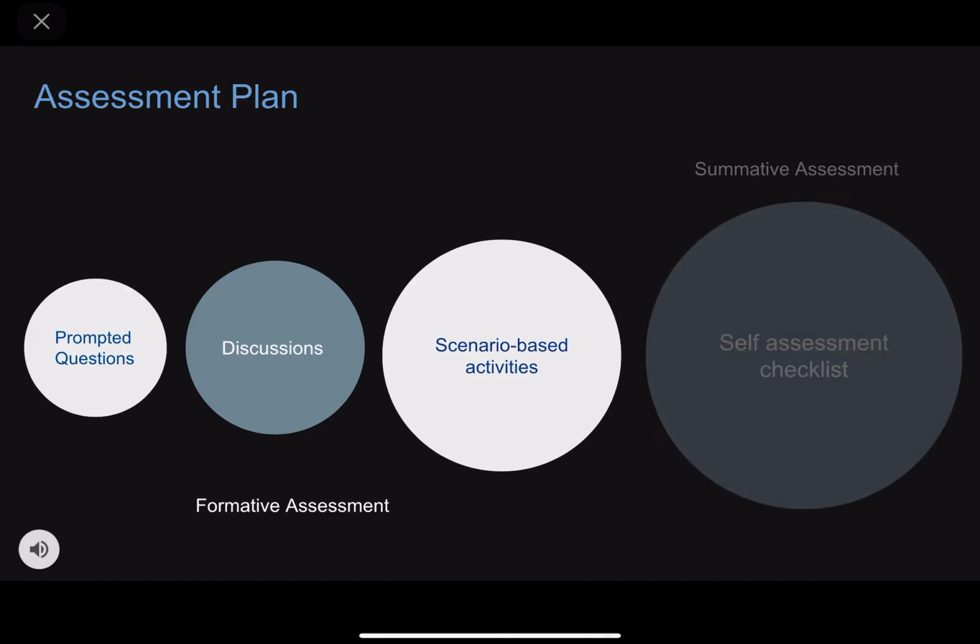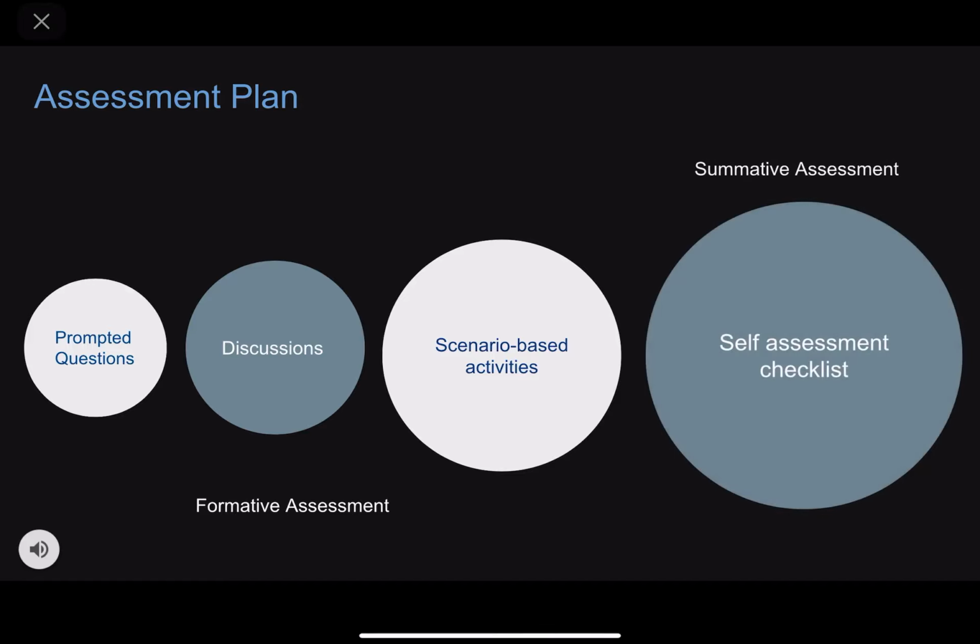Prompt questions, group discussions, and scenario-based activities will be the formative assessment as an ungraded task. This assessment will allow the instructor to reinforce content and redirect any misconceptions to facilitate a successful training environment. The summative assessment will be self-assessed checklists for learners to evaluate their progress throughout the sessions. The results will determine proficiency for post-instruction.